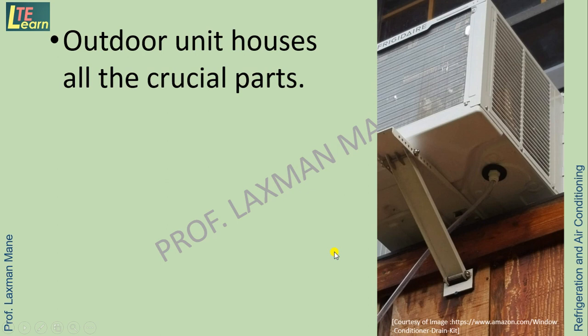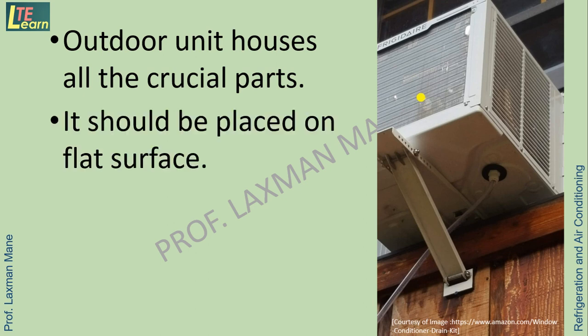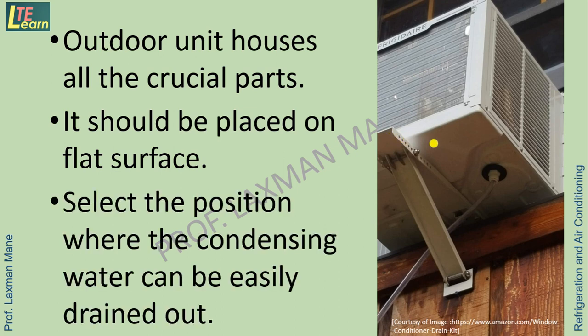Outdoor unit houses all the crucial parts like compressor and condenser. The compressor is a device which produces vibration. Hence, outdoor unit should be placed on a flat surface in order to reduce the vibration. Also, select the position of outdoor unit where the condensing water can be easily drained out.